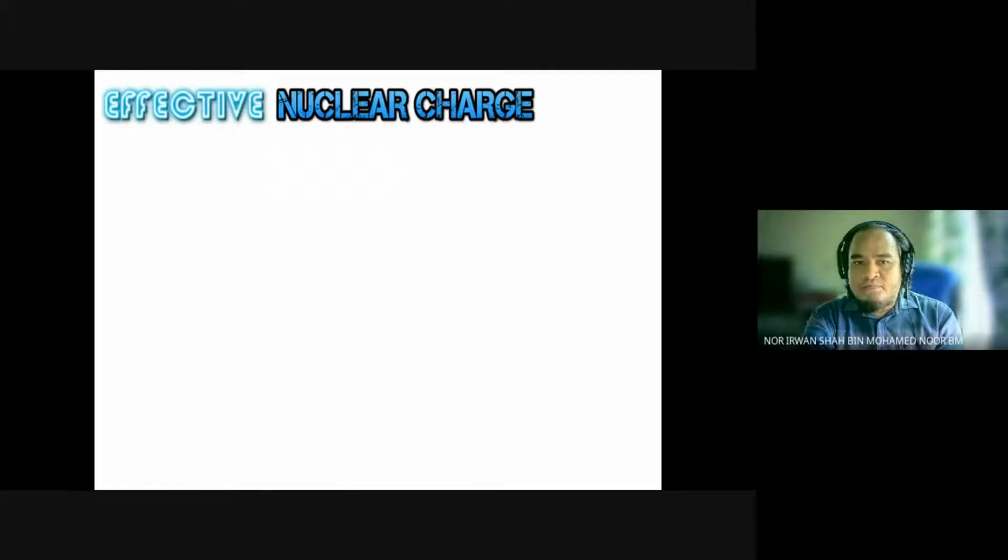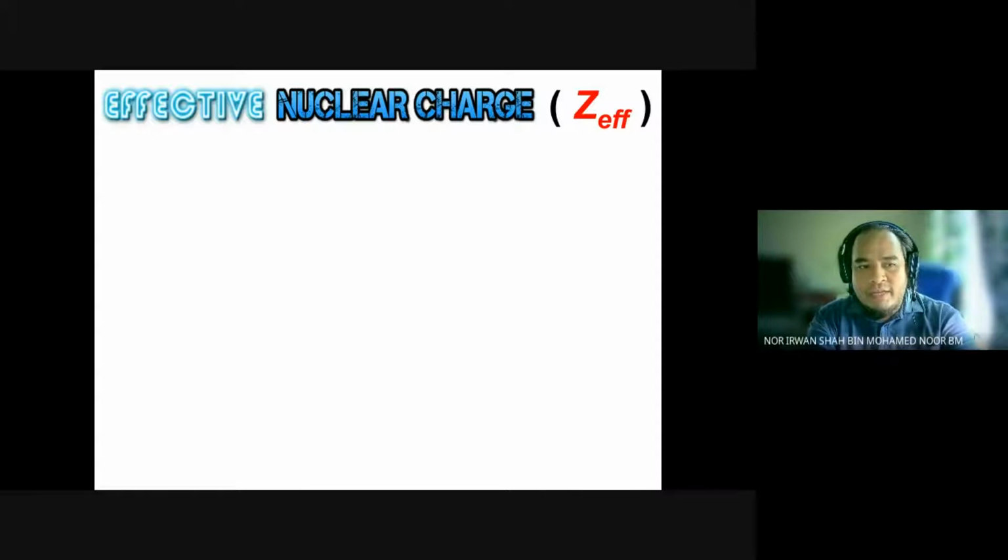Alright, seterusnya kita ada pula the second term guys, what we call as effective nuclear charge. Ini yang kedua tadi, the previous one is nuclear charge. So right now is effective nuclear charge. Kalau tadi nuclear charge we are using Z as the symbol. For effective nuclear charge kita akan gunakan Zeff. Apa ni? Effective nuclear charge.